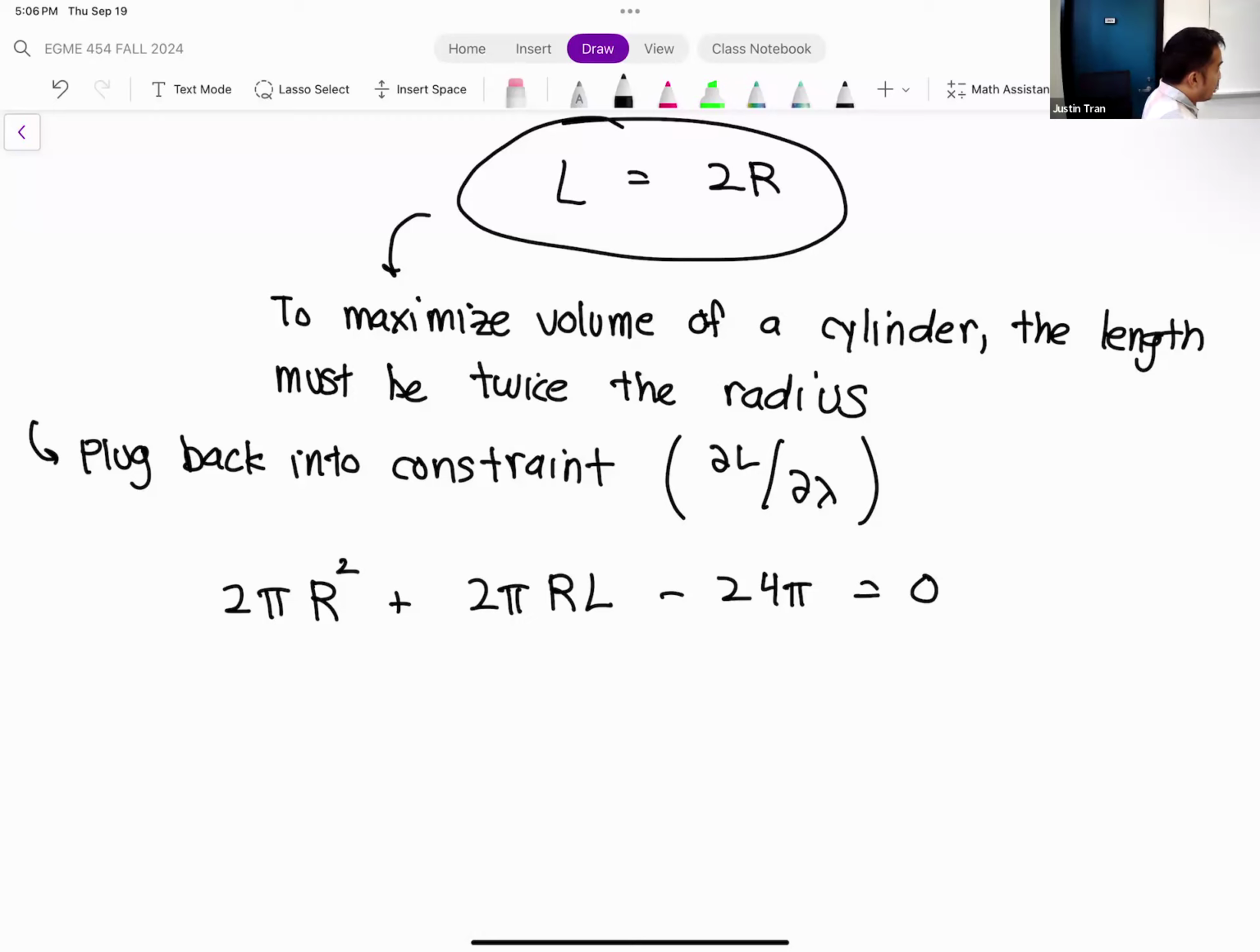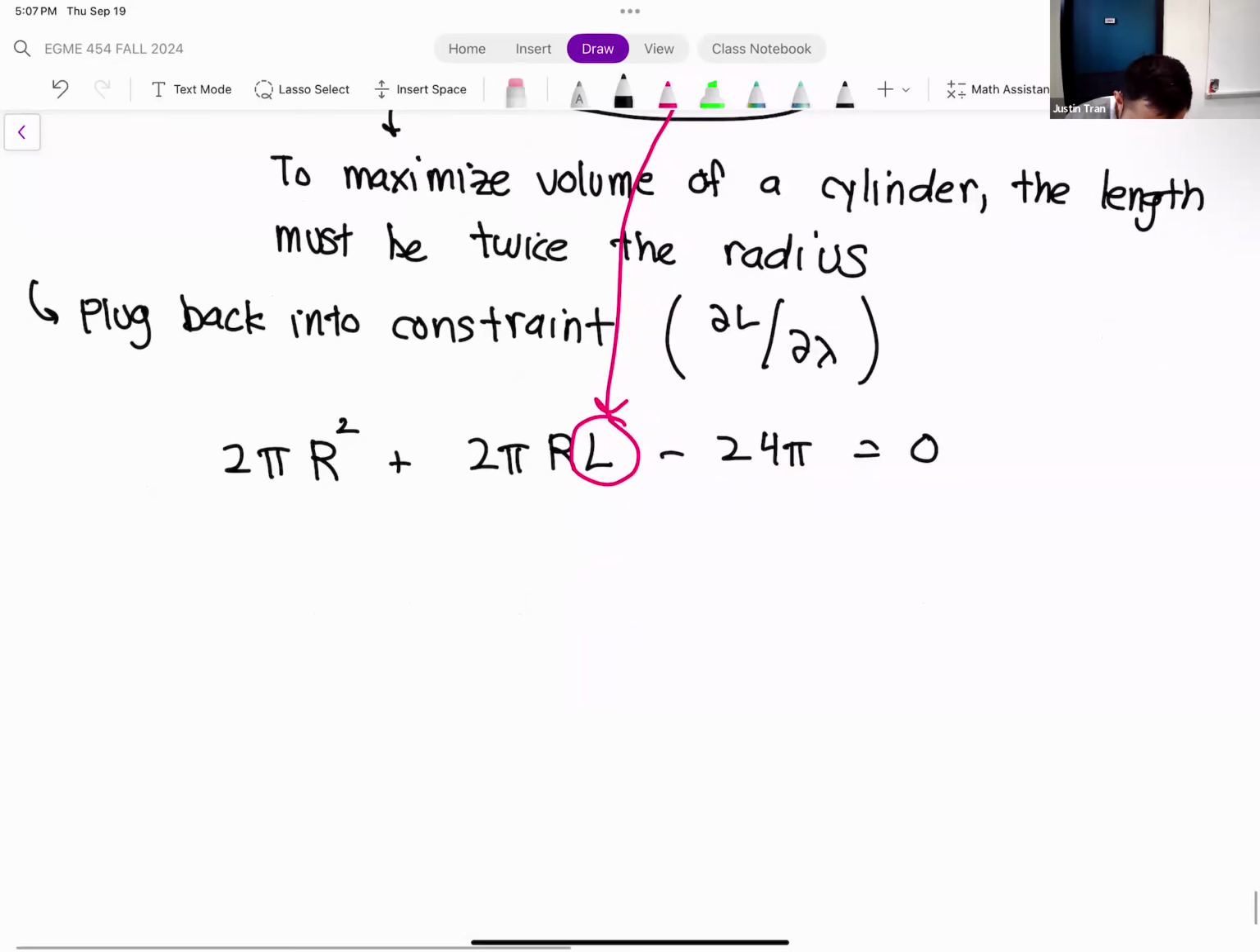Let's plug in for L here. Okay, and then that's going to give us one equation for us to solve for the radius. Luckily L only shows up once in this equation, right here. Let's go ahead and plug in for that right there. And so we have 2 pi r squared plus 2 pi times r times L, which we know is 2r. And so that's going to give us a 4 pi r squared.